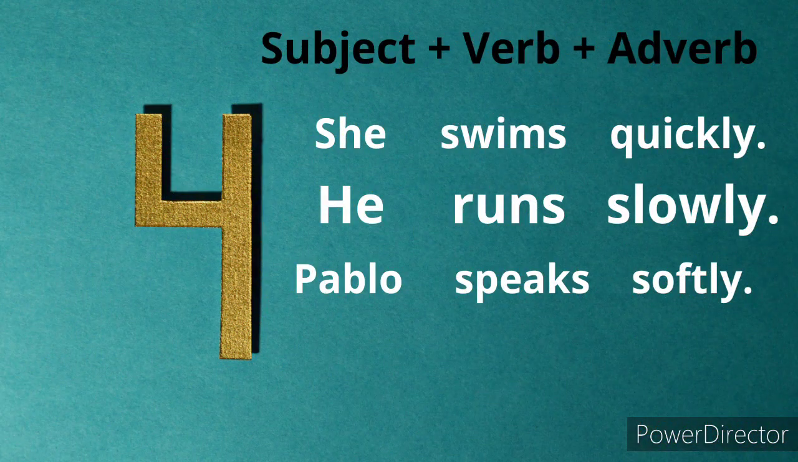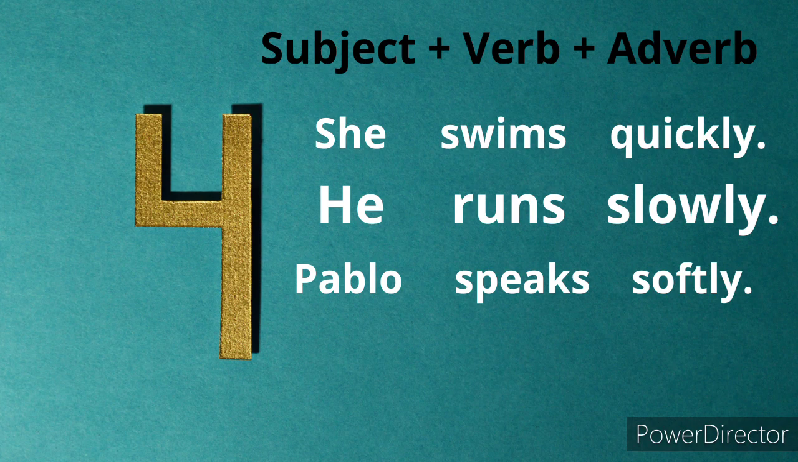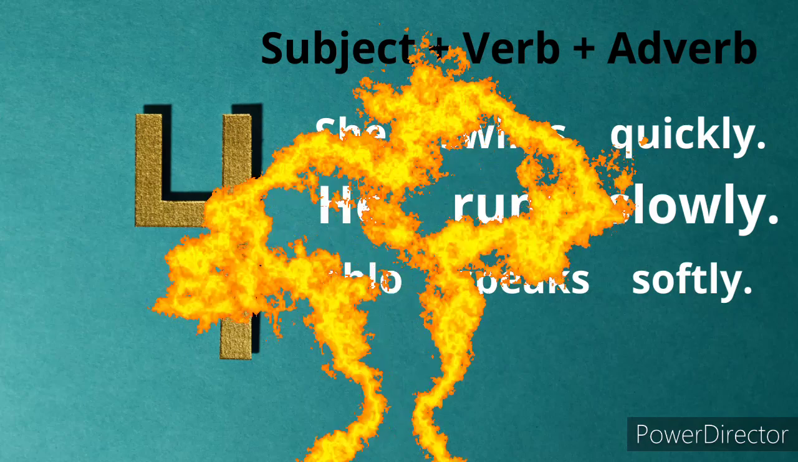Pattern number 4, subject plus verb plus adverb. Let's understand what is adverb. So in our last pattern, we talked about adjective, and adjective describes something about subject, and in this pattern we have adverb at the last, and adverb basically describes something about verb. Let's understand with the help of sentences.